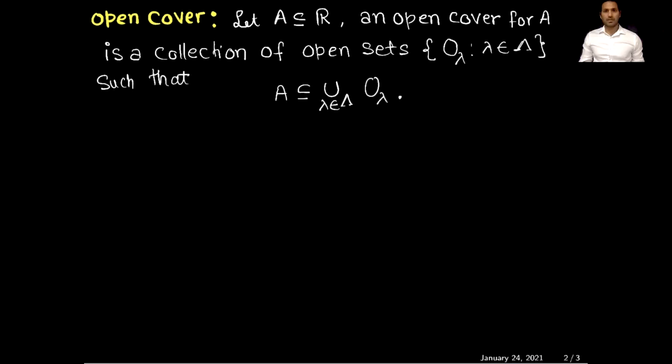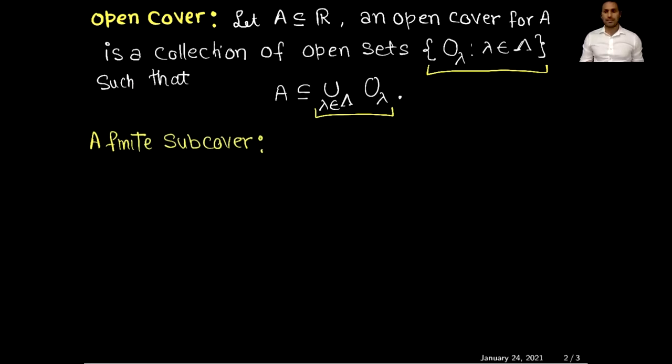So here is the definition of the open cover. If we have a collection of open sets, and this collection can contain infinitely many open sets, and when you take the union of these open sets, it basically contains the set A, or in other words, A is a subset of the union of this collection, and that collection contains all the open sets, and this union can be finite or it can also be an infinite union.